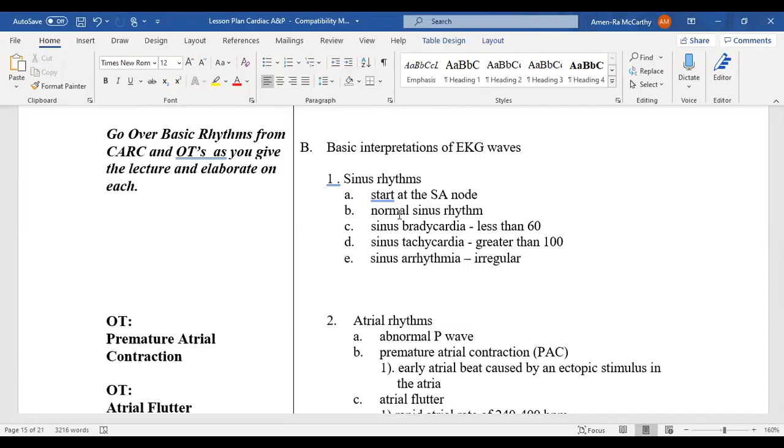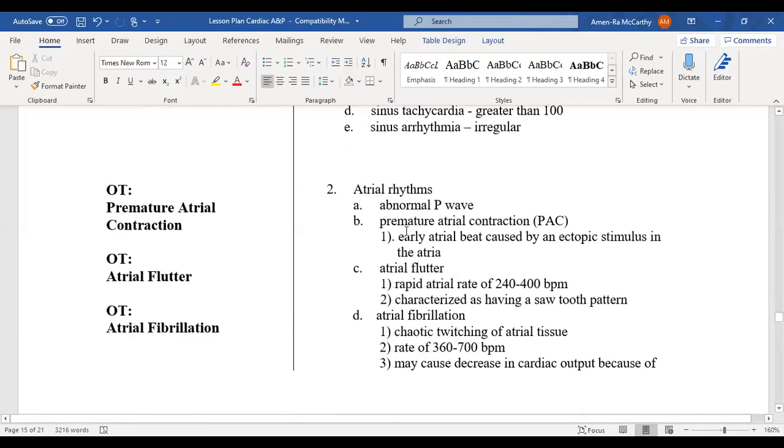Okay, what if the R and R's are not the same? You have all its parts, but it's not in rhythm. That's sinus arrhythmia. All right, good job. You have some atrial rhythms that are not deadly, and you have some ventriculars, some of which are deadly.